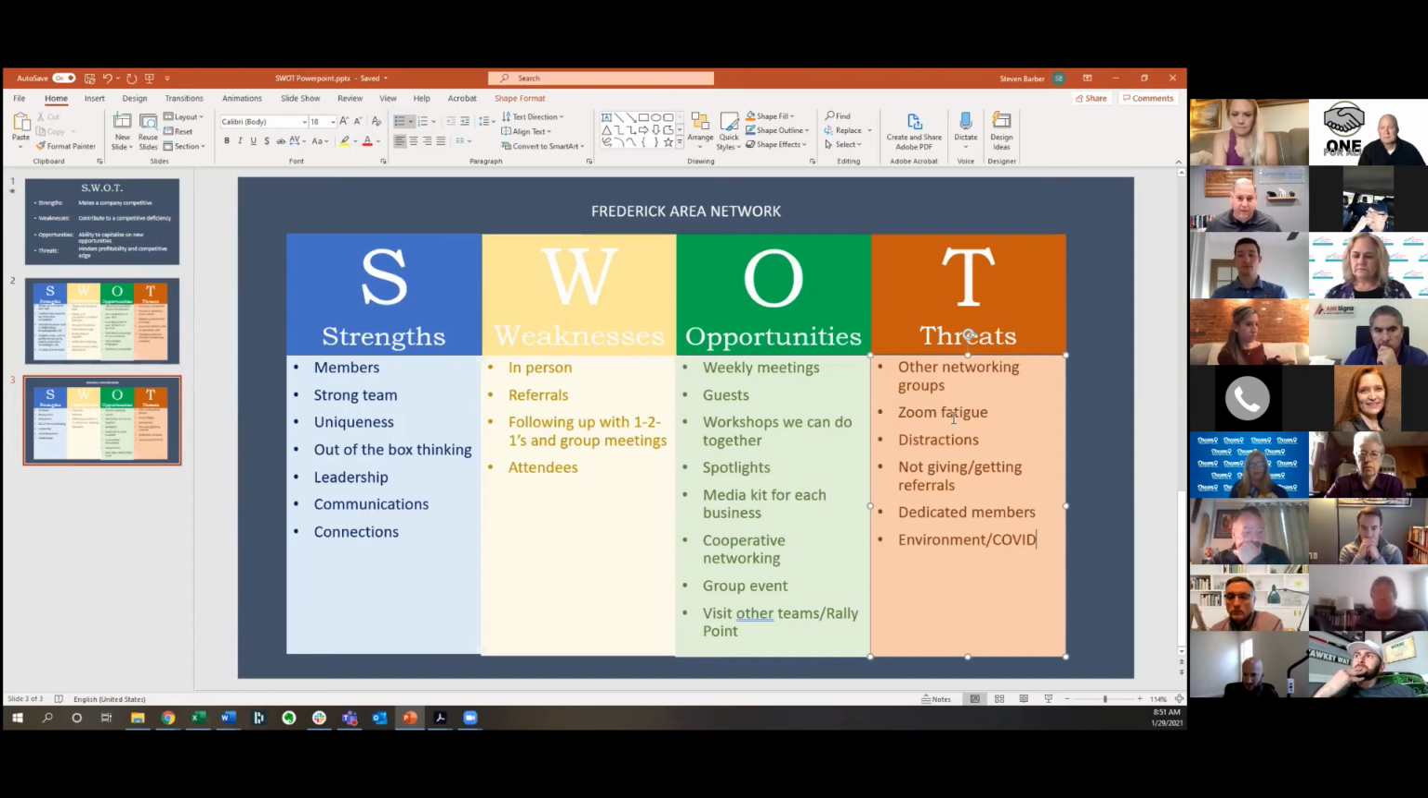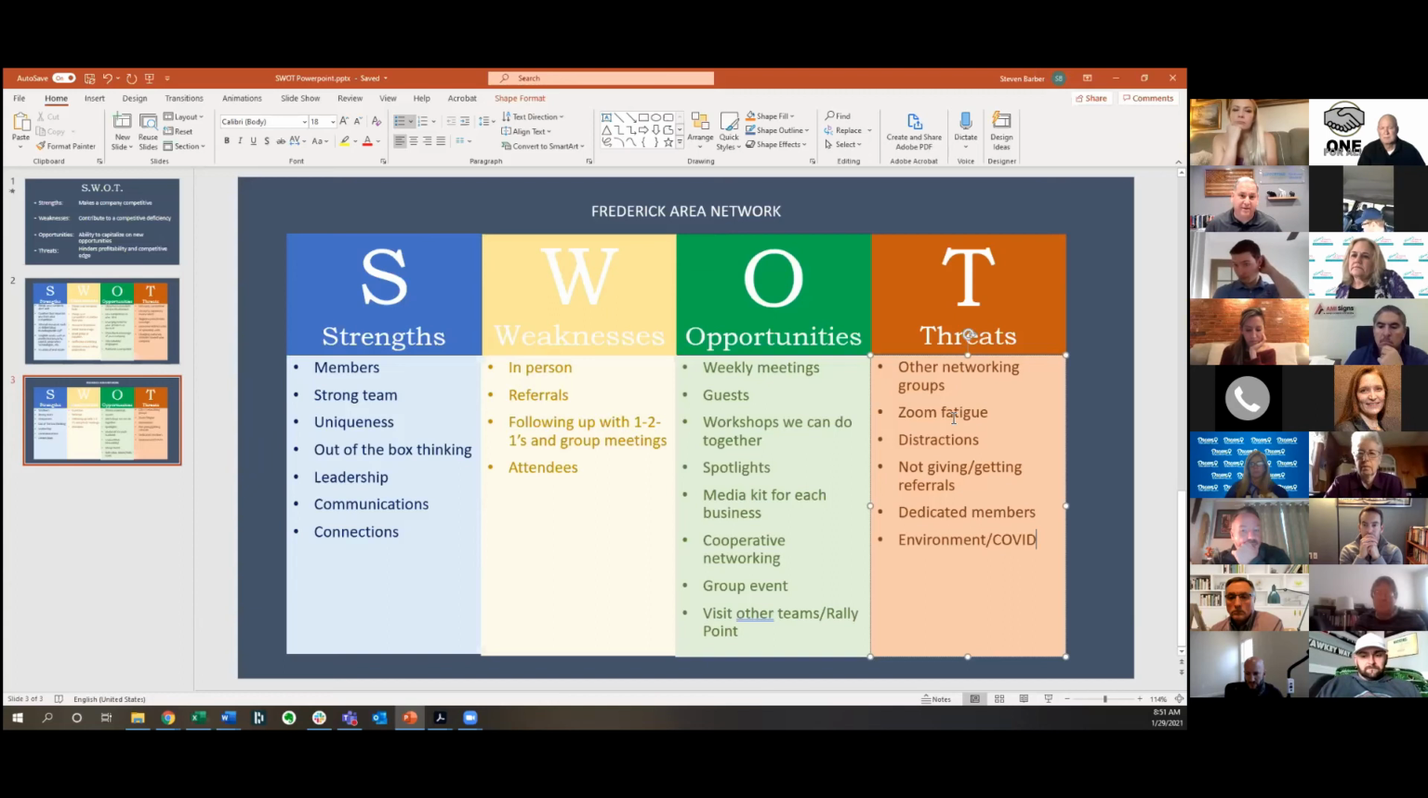Group events, we're going to do those. Great opportunities. And of course, visit other teams. I agree with that. And of course, the threats we've got to look at, right? Other networking groups. We know there's another organization that is launching a networking group here in Frederick or Urbana or whatnot, and they're actively recruiting. That's a threat to us.